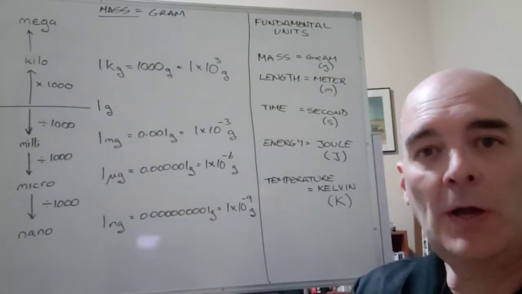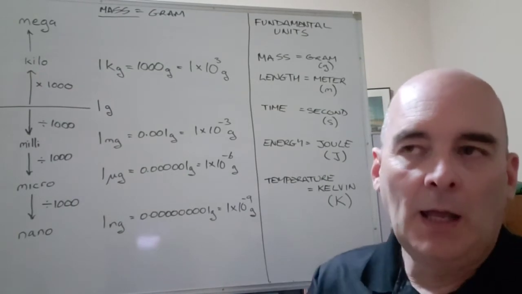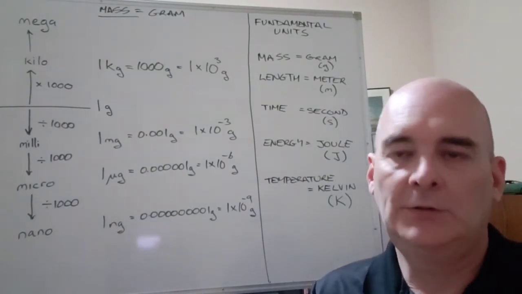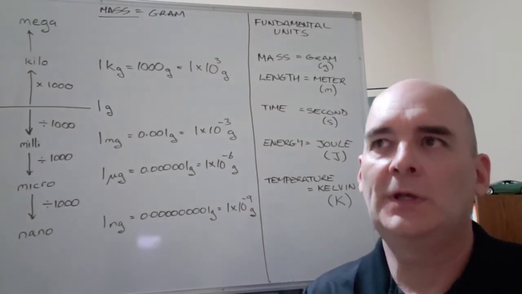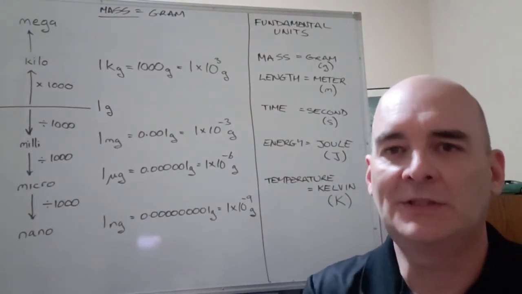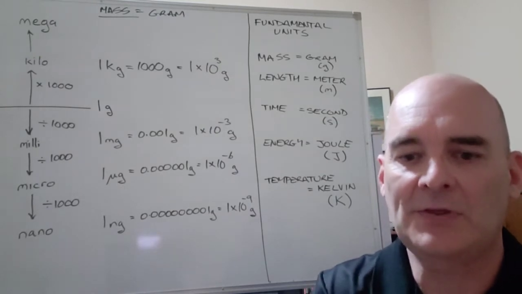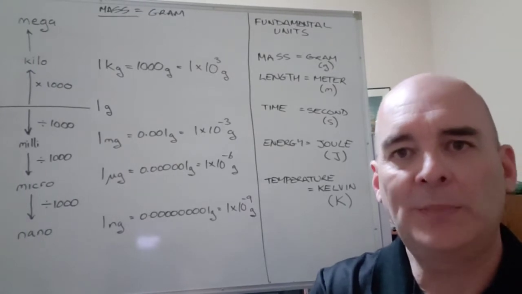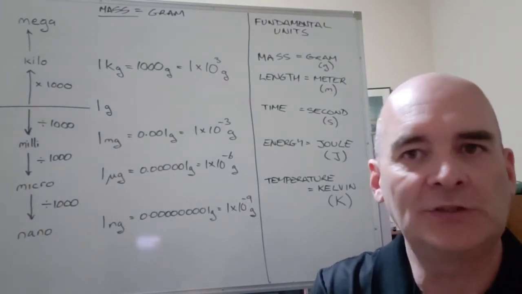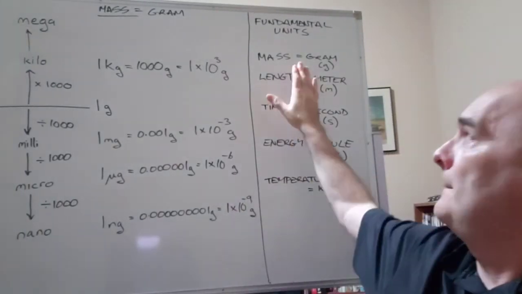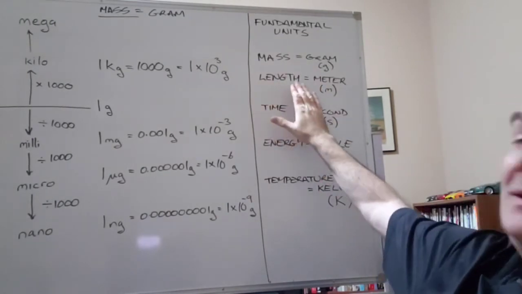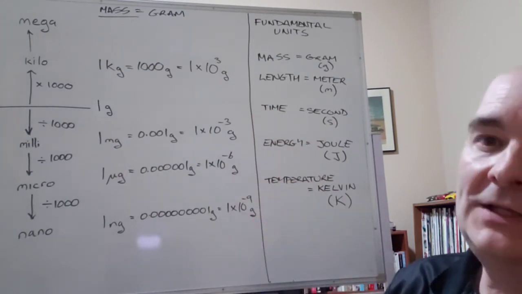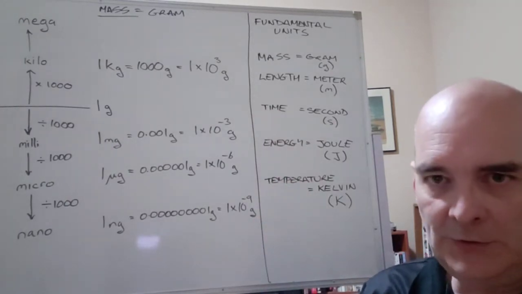Okay, so let's talk about units of measurement then. In science, we have things that are called fundamental units. These are units of measurement that describe things that exist in their own right and that cannot be described as combinations of other things. And those are mass, length, time, energy, and temperature. These are our fundamental units.